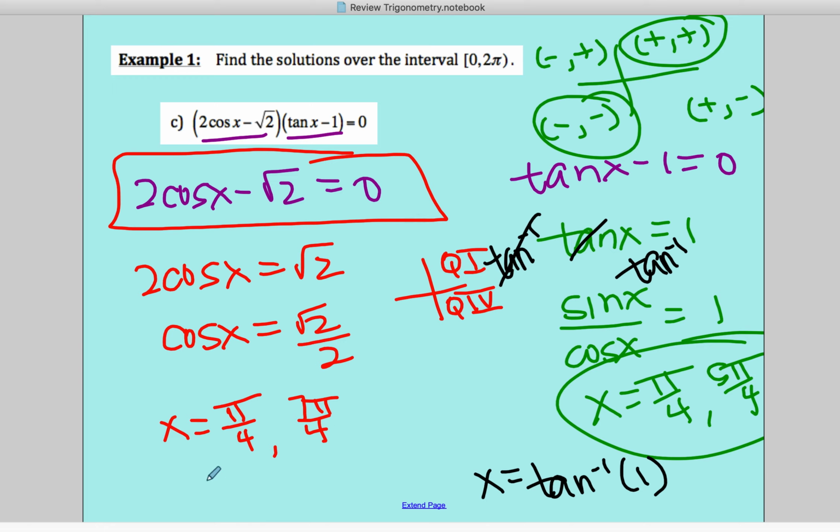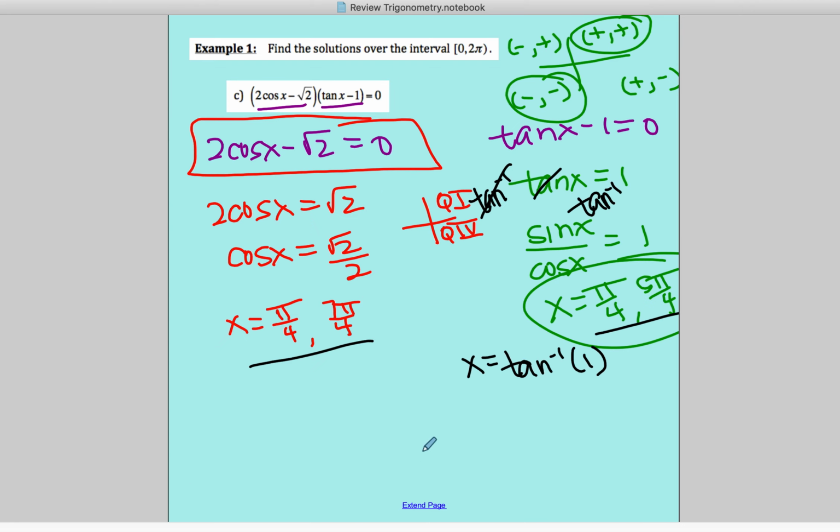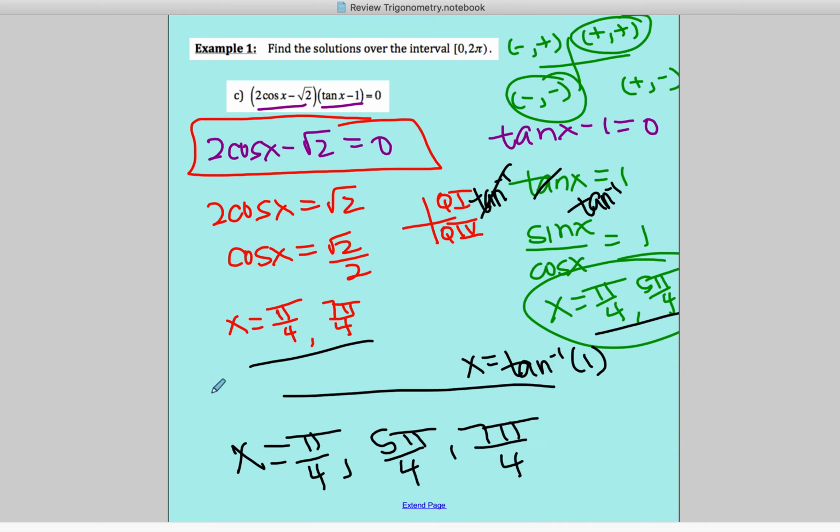For this problem, it's actually all of these answers. Notice there's a repeat of pi over 4, so I don't need to write it both times. So I just write it once, pi over 4, and then I'm going to go in order. So I do 5 pi over 4 and 7 pi over 4. So these are all of my solutions, for example, 1C.